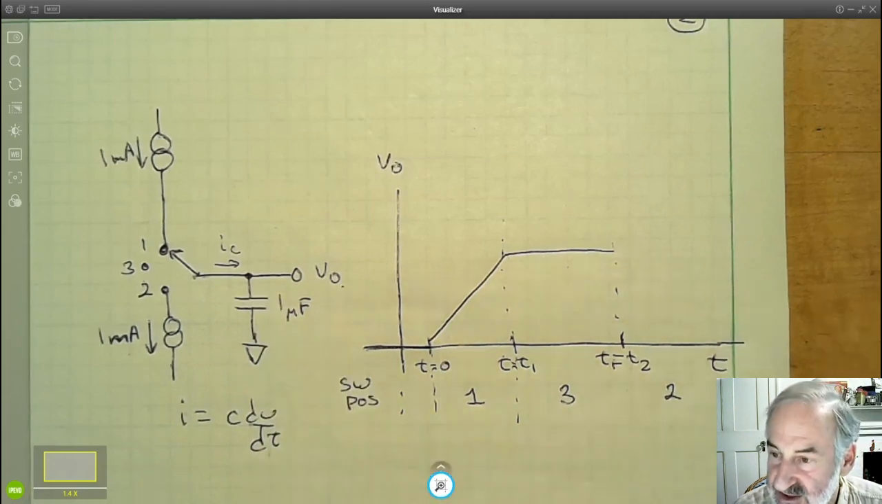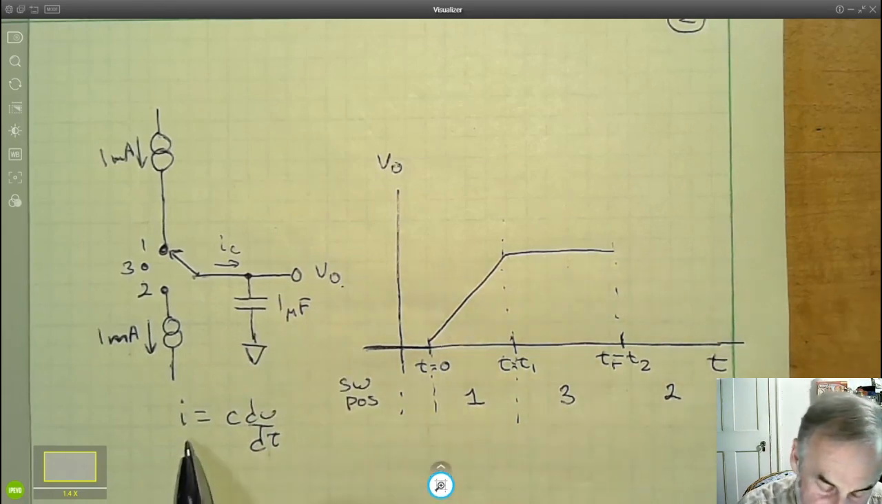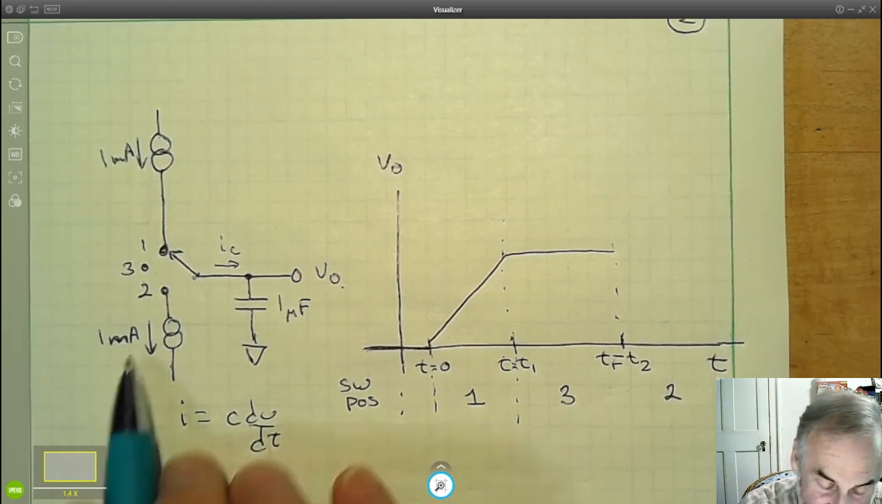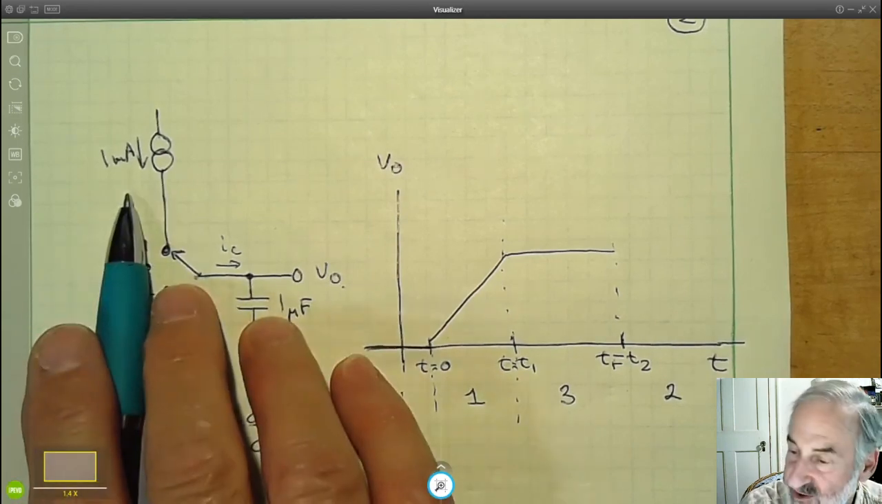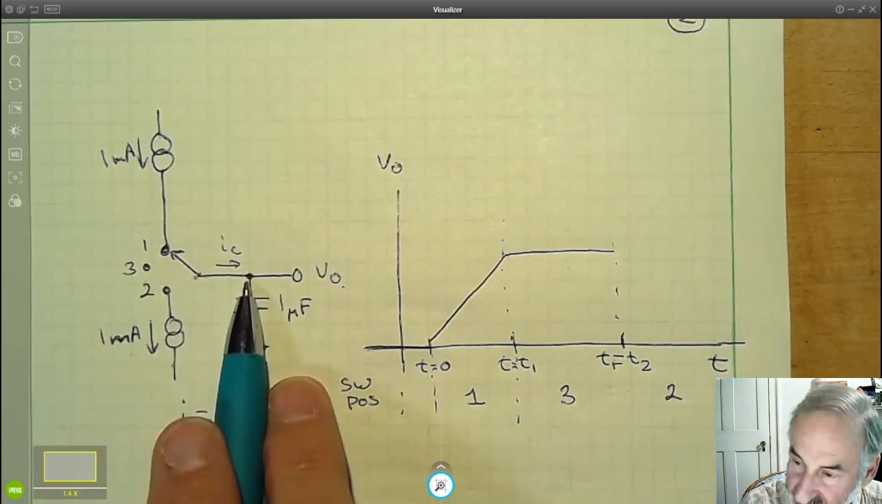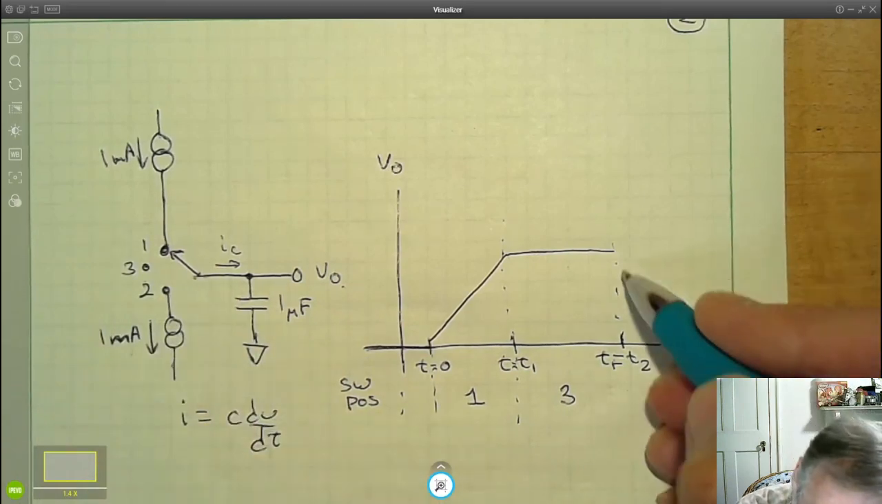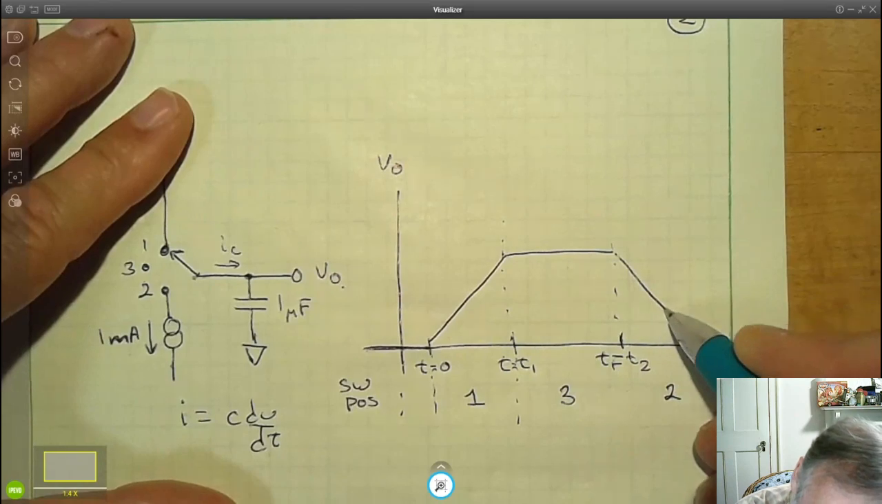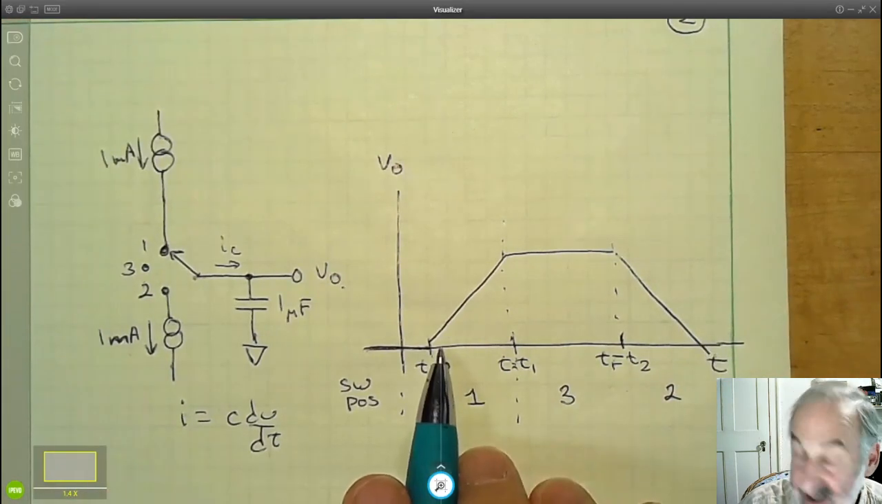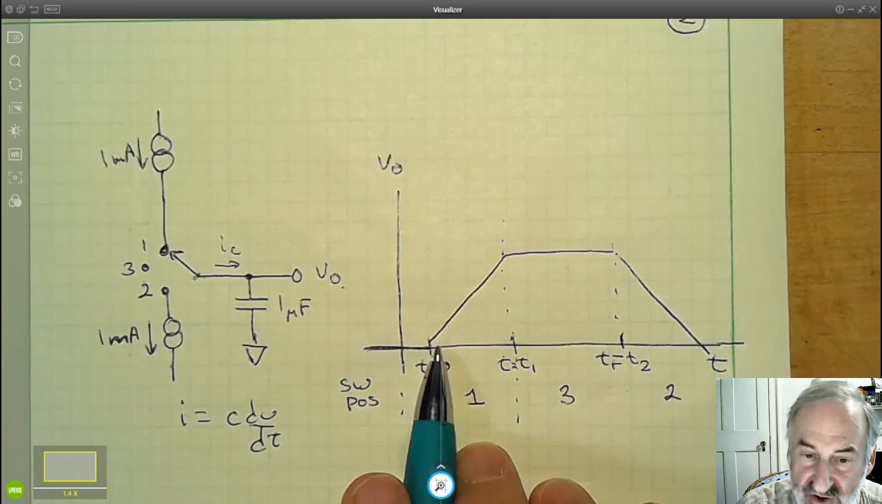How does that voltage decrease? Well, I is constant, C is constant, dV/dt is constant, and in fact, I is the opposite of what it was in position 1 because there current was flowing into the capacitor, 1 milliamp. Here, 1 milliamp is flowing out. So we'd expect this to go down linearly, and in fact, it will go down linearly with the same slope, the negative of the slope that we had charging.